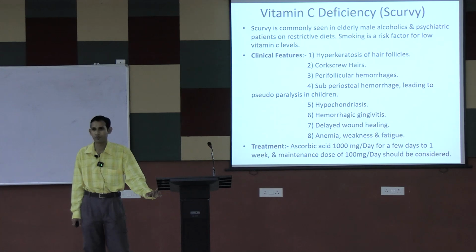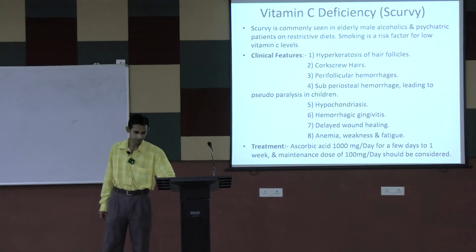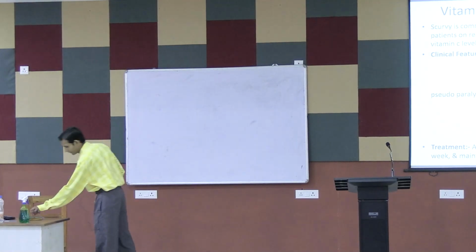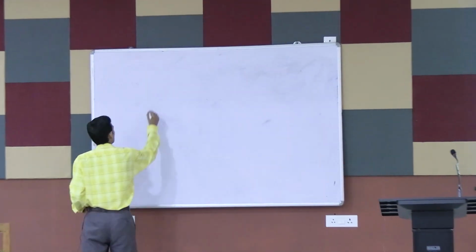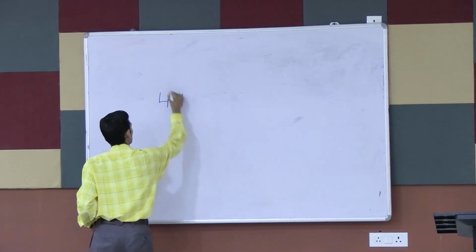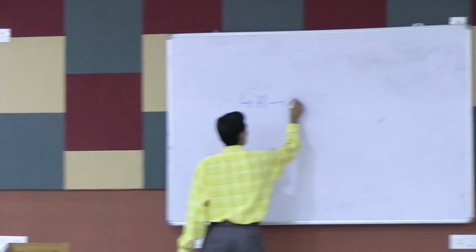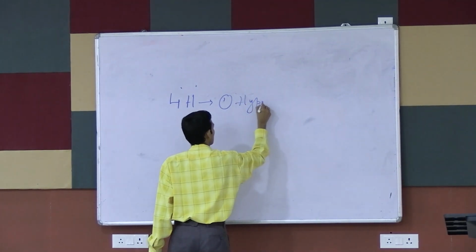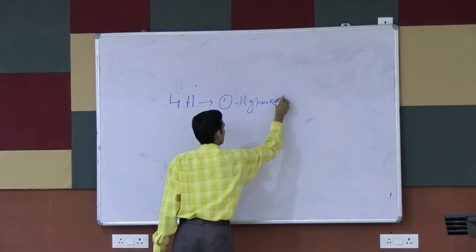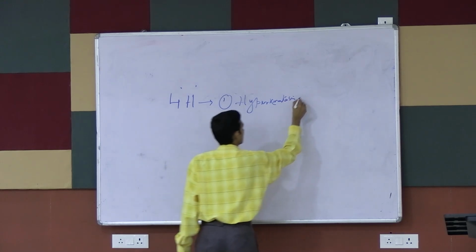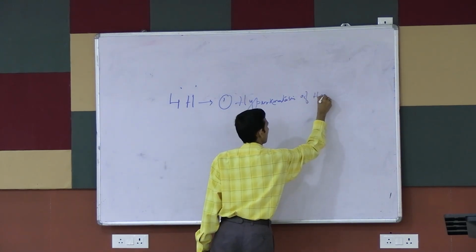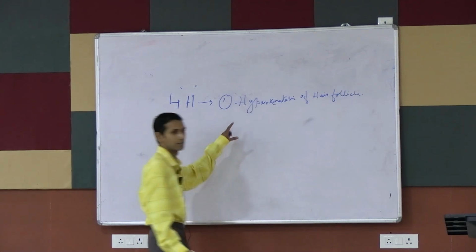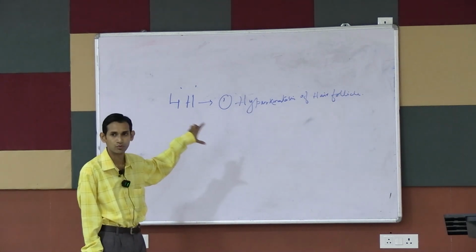In vitamin C deficiency, you have to remember the 4H. What are the 4H? Number 1 is hyperkeratosis of the hair follicle, and corkscrew hair.